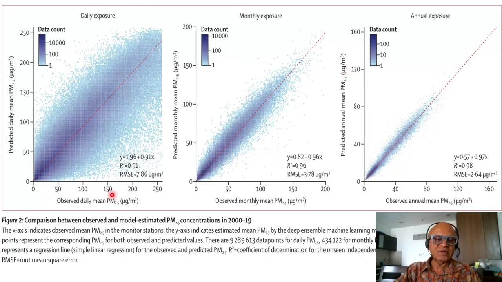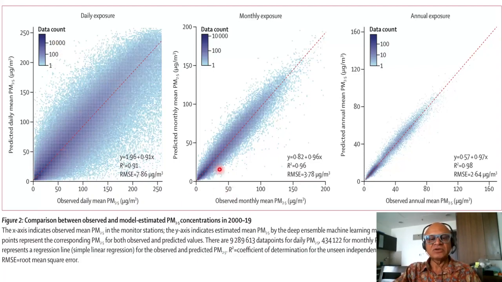So these are the comparisons between observed and model estimated PM2.5 concentrations over the same period of 2000 to 2019. So you're looking here at observed mean PM2.5 in micrograms per meter cubed, and you are looking at monthly and then annual means. Obviously, as you go down to daily time scale, the predicted PM2.5 correlation is fairly high, the regression is pretty good, R squared of 0.91, RMSE of 7.86 micrograms per meter cubed, and here are the data counts. The spread is expected to be larger when you go to very fine resolution in time.